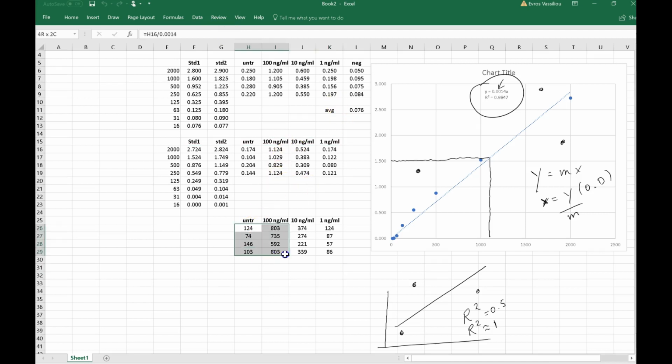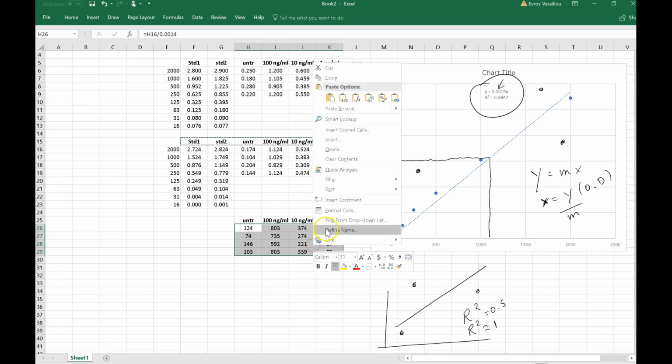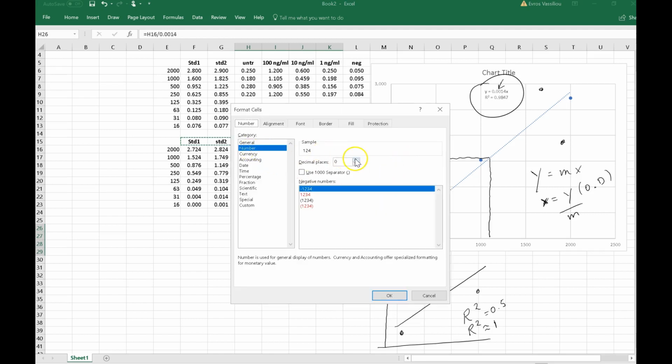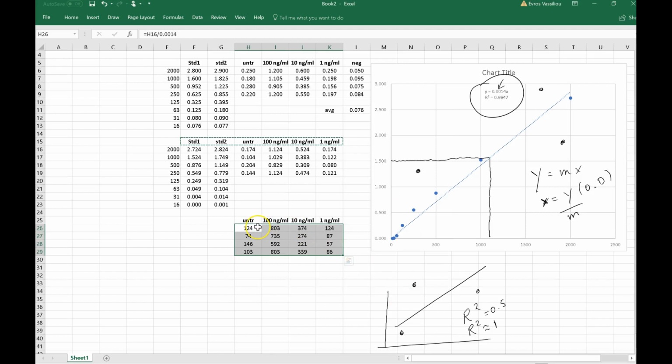Yeah, so I simply highlight and I right click and I say format the cells, number, and my decimal places I set it to 0. You know why we're doing this, right? Because our system is not sensitive down to a decimal. I highly doubt it's even sensitive down to 1 picogram. So ideally, we should be rounding to the nearest 10. We don't want to give the false impression that we're actually determining concentrations to 803. It's probably around 800. Okay?